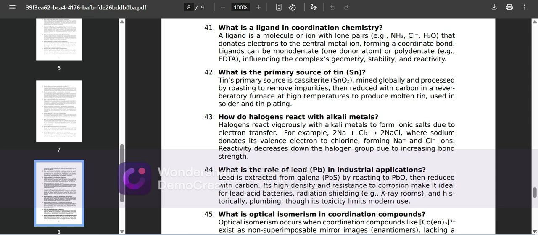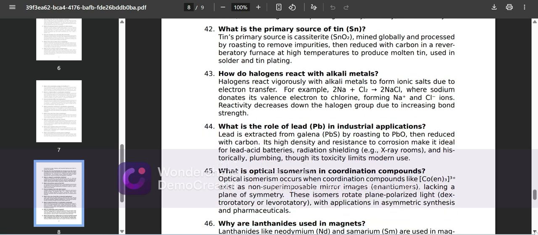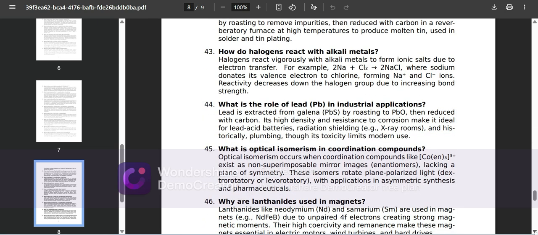What is the primary source of tin? Tin's primary source is cassiterite, SnO2, mined globally and processed by roasting to remove impurities, then reduced with carbon in a furnace at high temperature to produce molten tin, used in solder and tin plating.